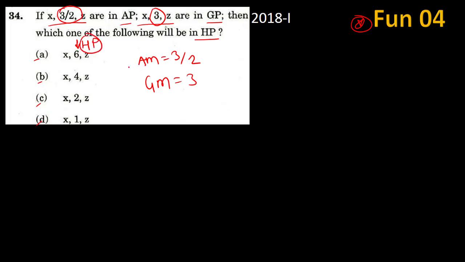If you know the AM and GM, can you find out the HM? Yes, for sure. So what is the relation? GM square is equal to AM into HM. So what is AM? It is 3 by 2, into HM, which is what we have to find out, x.